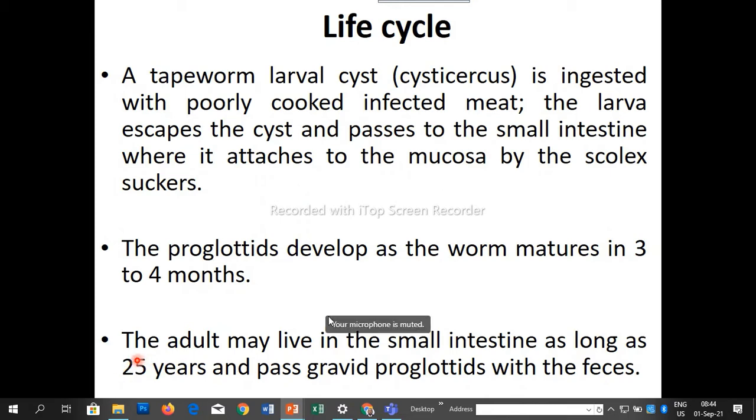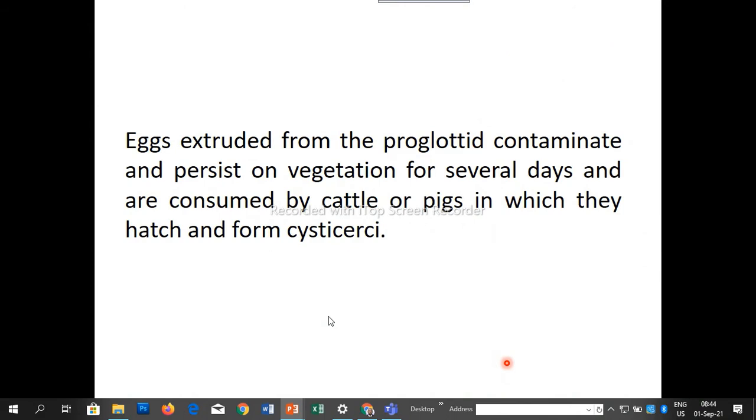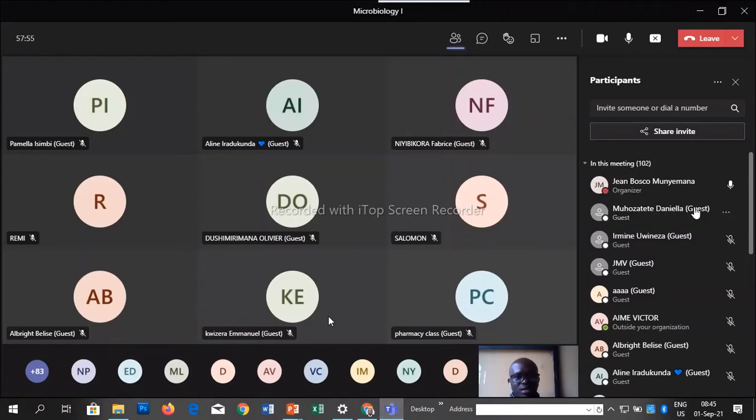You can get infected today when you are maybe in your 20s, then you can get to your 50s and 60s still having the same parasite, struggling and causing different problems in the body. It can continuously pass the proglottids in the feces. Eggs extruded from the proglottids contaminate and persist in vegetation for several days and can be consumed by either cattle or pigs, in which they will hatch and form the cysticerci. Those cysticerci will migrate to the muscle of the pig or cattle, and once you eat the meat of pig or cattle, you will get the infection again. So this is the life cycle.